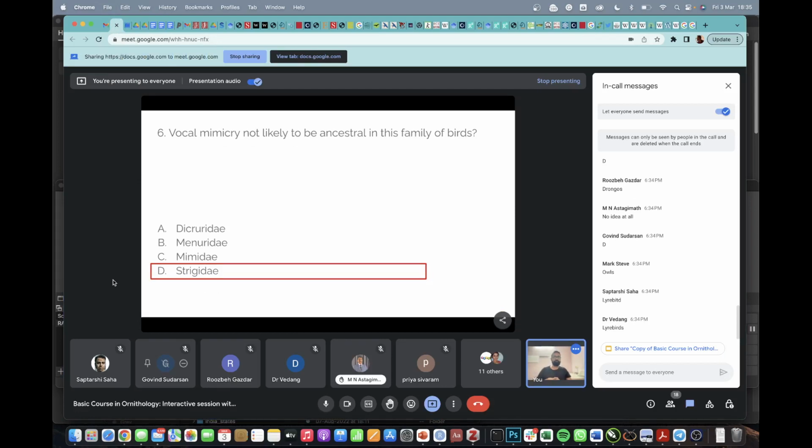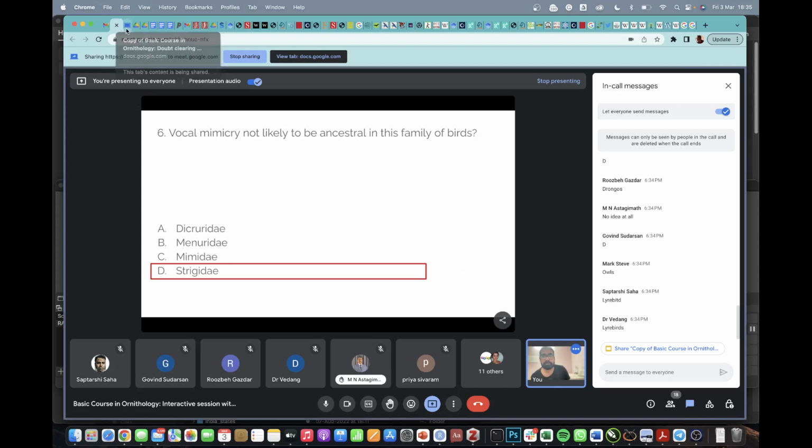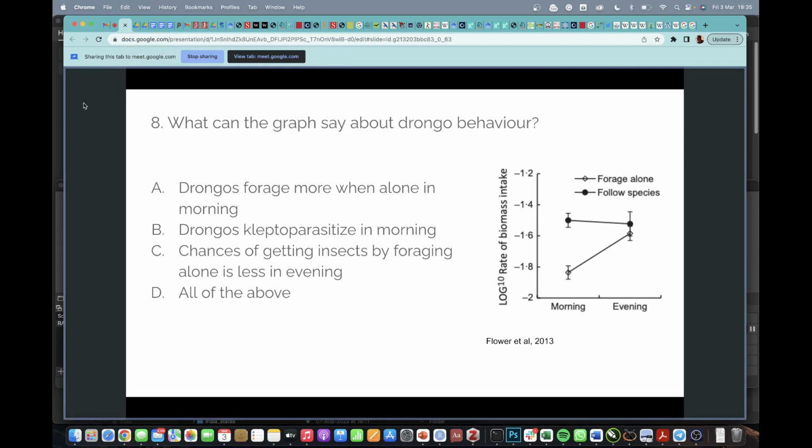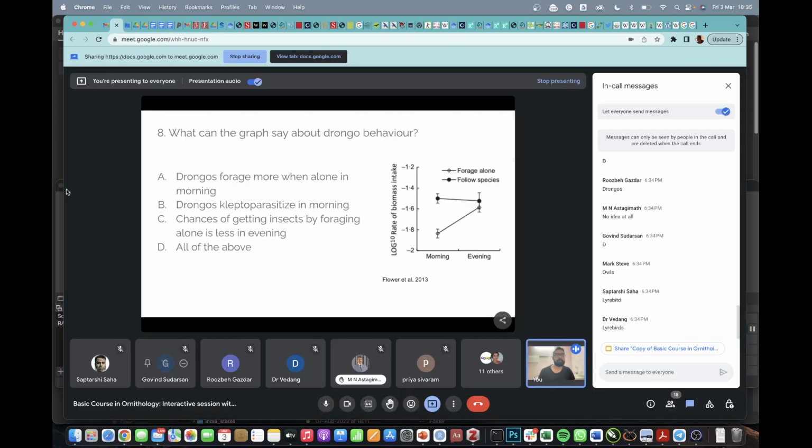Yep. So the answer is Strigidae. Vocal mimicry is not found ancestrally in the family of the owls. So yeah. Next question.